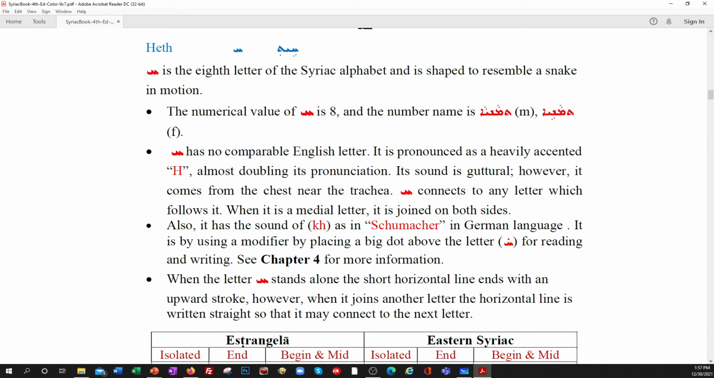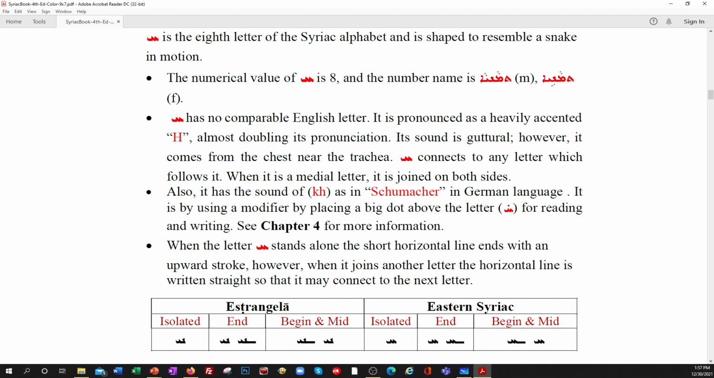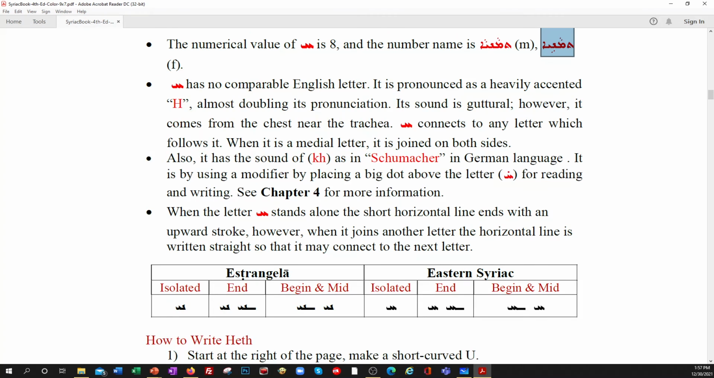The numerical value of ḥēth is 8. By the way, I don't have any English sound for this letter. So ḥ, ḥ, and it also has another sound in the spoken language, х. We're going to cover those as well. Numeric value is 8. ثمانية for male, ثمانية for female. ḥēth connects from both sides.